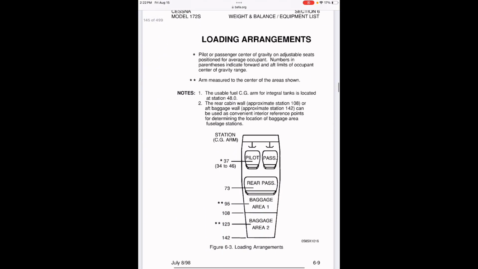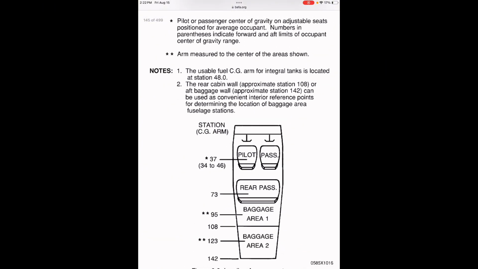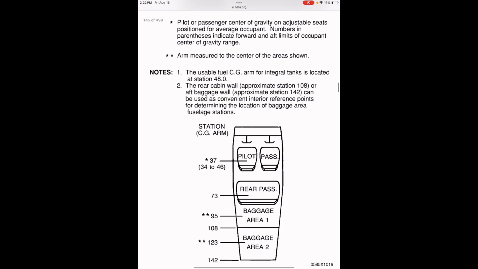This is going to tell us what kind of stations exist in the aircraft. We're going to have 4 different ones. We have the pilot and passenger station, which is right here, and then we have the rear passenger station right behind that, baggage area 1, and baggage area 2. Those figures to the left of it are the arms. So how many inches aft of the datum, or that reference line behind the firewall, do these stations actually exist?